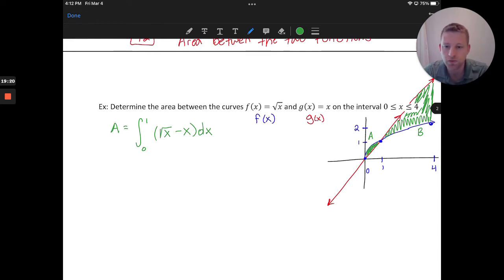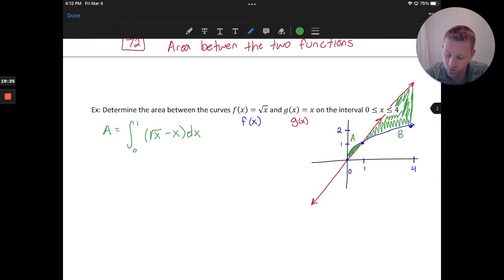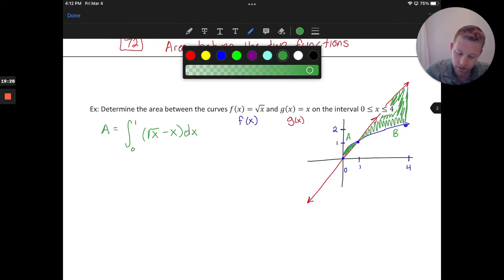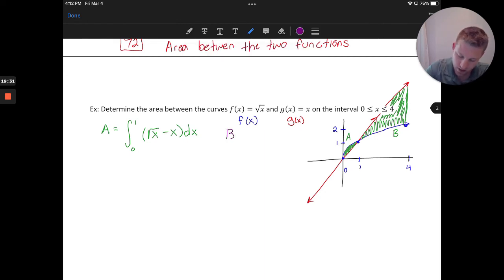So we have an integral there to solve. We'll also be able to set up another integral that would be the integral for the B area. So we can do that for the B area. This would be the integral now from 1 to 4. That's the rest of our interval. So 1 to 4. But now our functions are actually reversed. My upper function is now the x function. My lower function is the root of x function, dx.